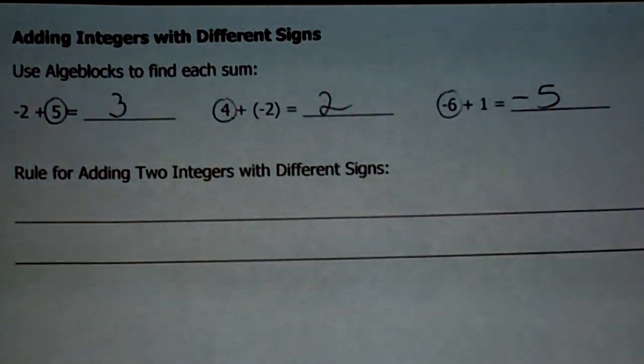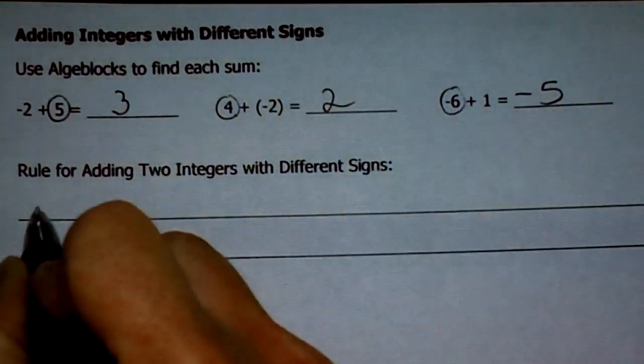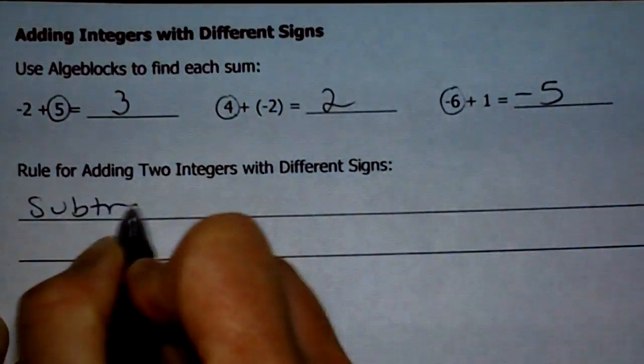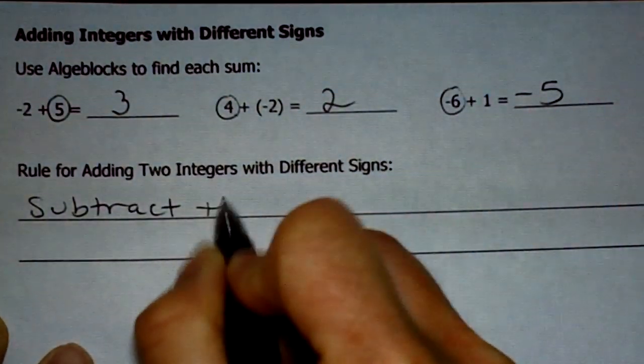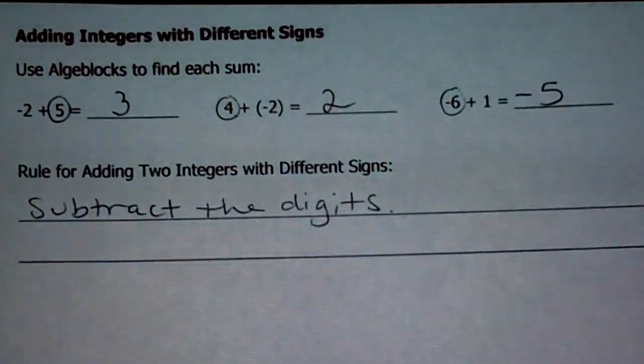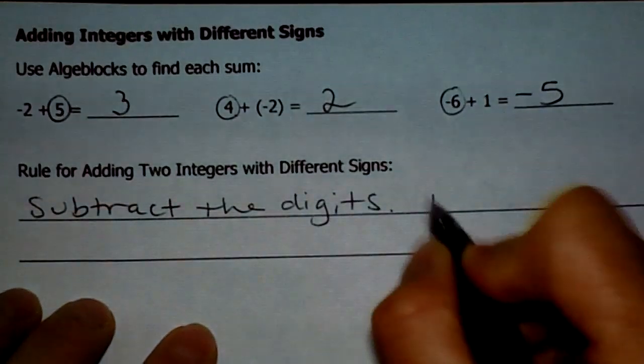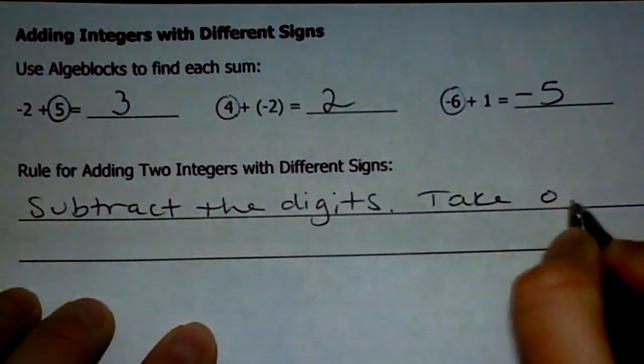So the rules for adding 2 integers with different signs is, step 1, subtract the digits. So you're kind of ignoring the signs and you just subtract the digits. After you've done that, to figure out what sign your answer is, you're just going to take the sign of the greater digit. So take the sign of the greater digit.